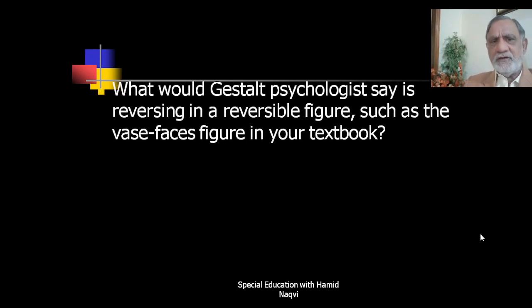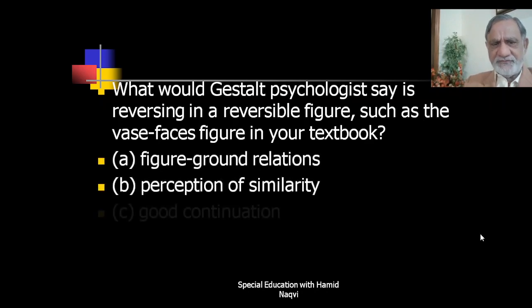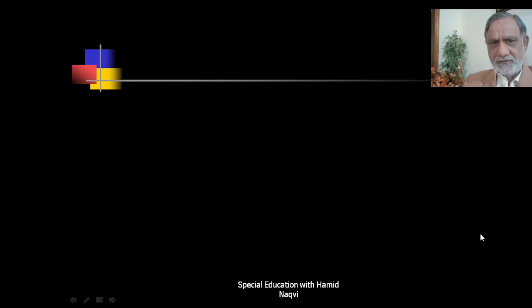What would Gestalt psychologists say is reversing in a reversible figure, such as the vase-faces figure in your textbook? Figure-ground relations, perceptions of similarity, good continuation, or border and texture? Correct one is the first one, that is figure-ground relations.